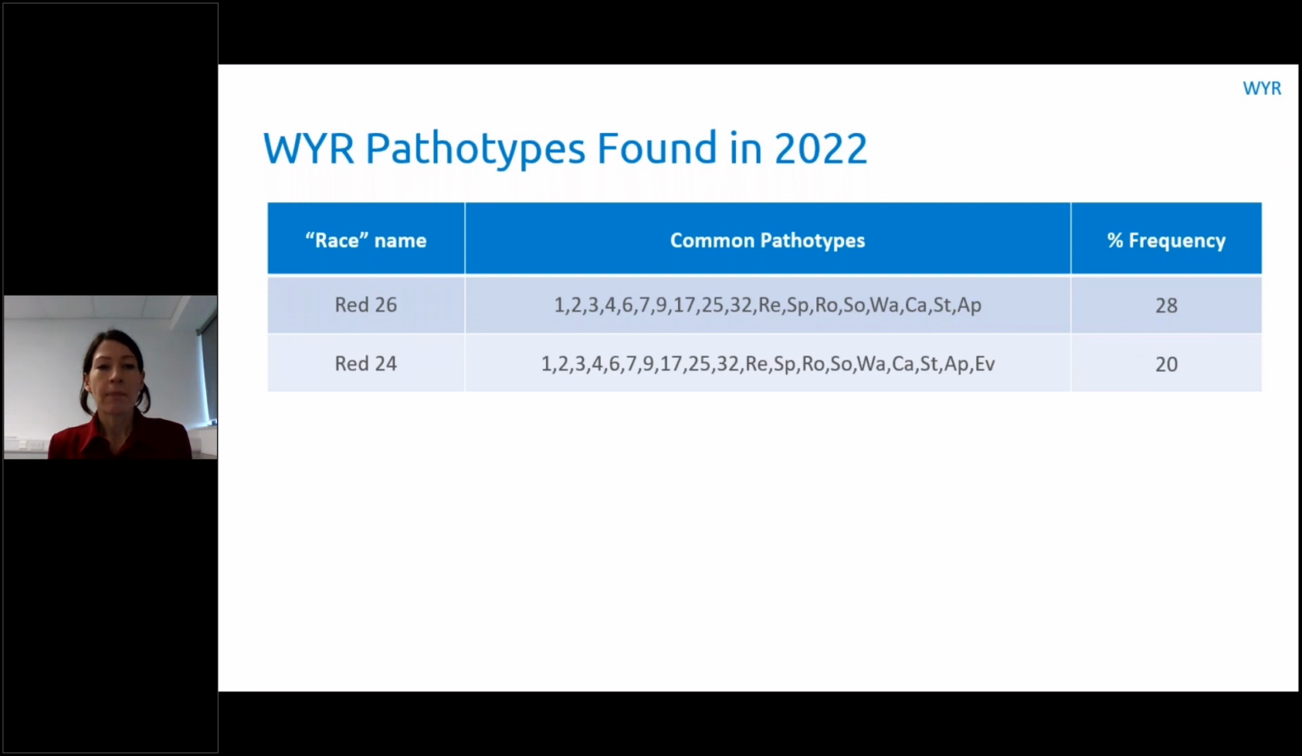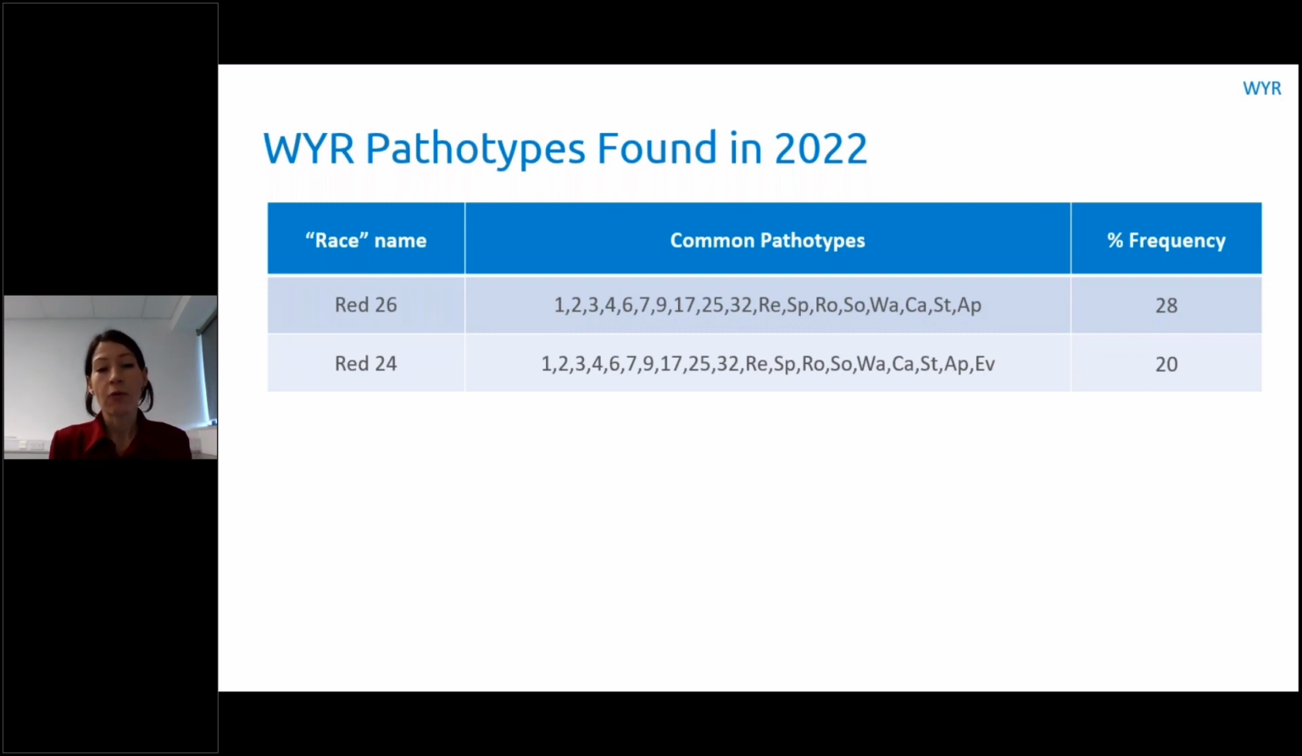So these are the pathotypes that we found in 2022. So that's another name for the virulence profile of these isolates. So the most common pathotype that we identified was the one for Red 26, and that was in 28% of the isolates. So we've seen Red 26, it was first identified in 2016, and it's been seen most years since, so we weren't surprised to see that one.